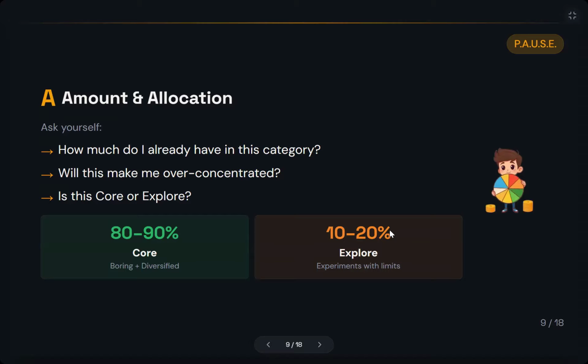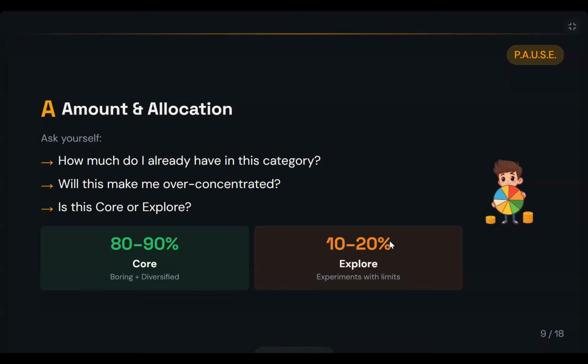A is amount and allocation. Ask yourself, how much do I already have in this category? The categories would be equity, debt, real estate, gold. And even in equity, you can further diversify into core and explore. So for each of these categories, ask yourself: how much do I already have in this category? Will this make me over-concentrated if I continue buying in this category? Is this my core investment or explore money that I am putting in?